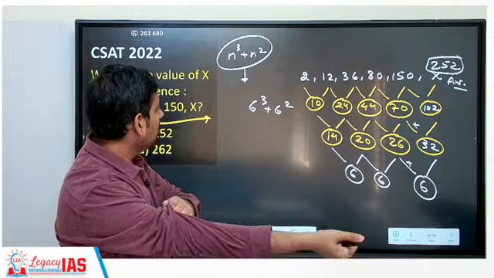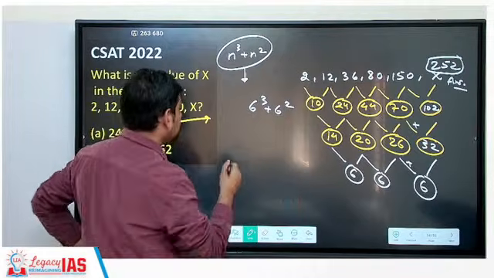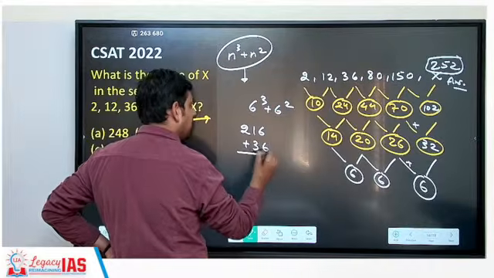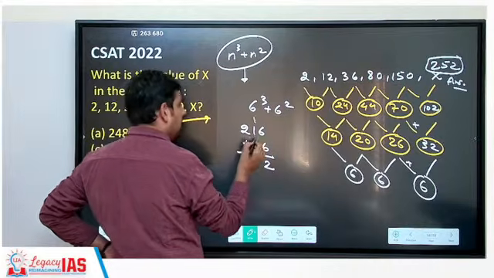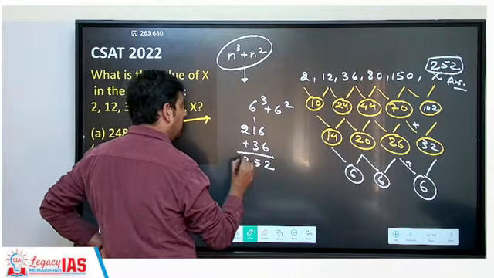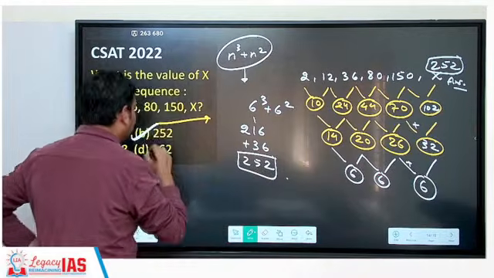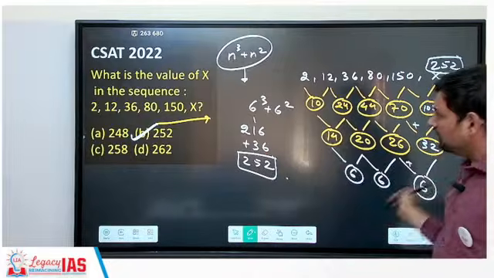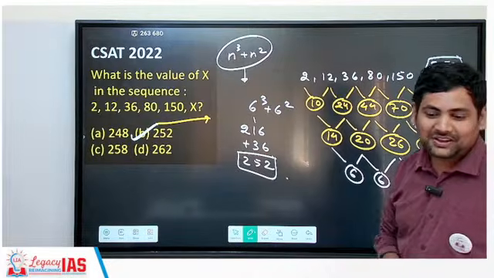Okay, so 6 cube is what? 216. 6 square is what? 36. 6 plus 6, 2 here, 1 carry. Then this becomes 5 and 2. So that is why my answer is 252. But of course, seeing this directly is trickier. So what you can do? Follow this step form. Okay.